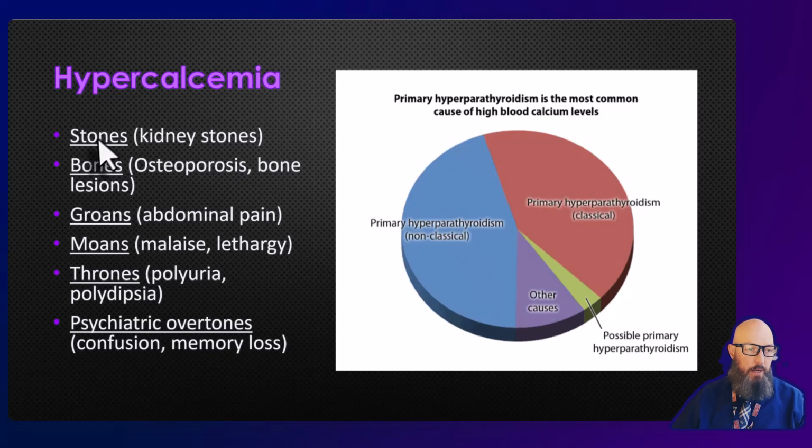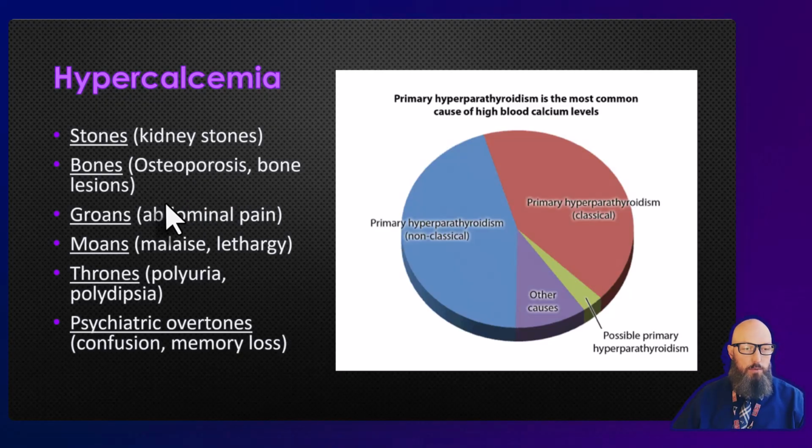And then this was the mnemonic I was talking about: stones, bones, groans, moans, thrones, psychiatric overtones. So they develop kidney stones, osteoporosis, and bone lesions. That's what we talked about with drawing minerals out of the bone. Bone lesions I'll discuss in a couple of slides here.